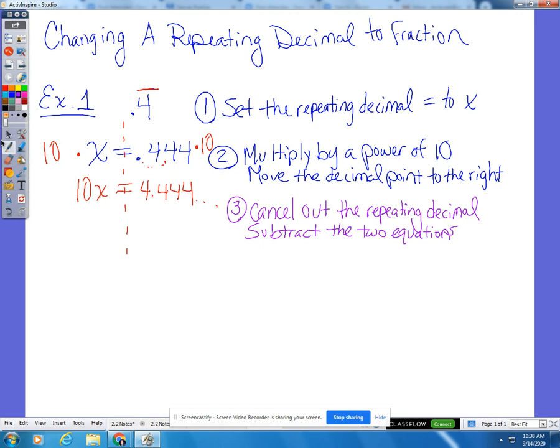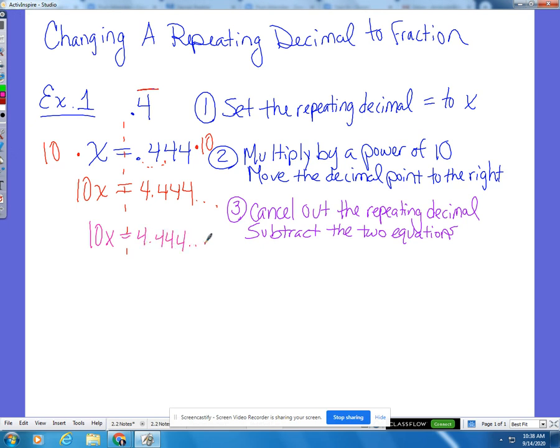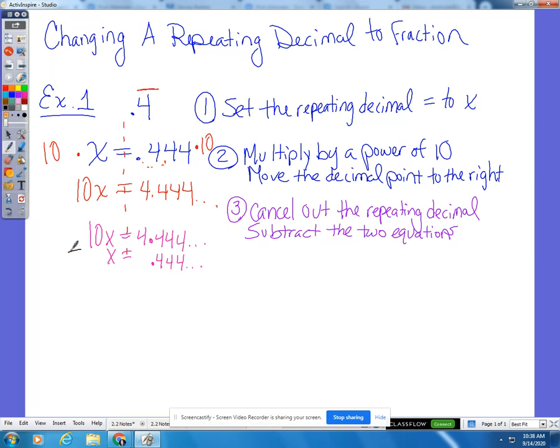So I'm going to rewrite. I'll put the larger one on top. 10x equals 4.4444... And then the x equals 0.444. Notice I lined up my decimal point. I'm now going to subtract the two equations.